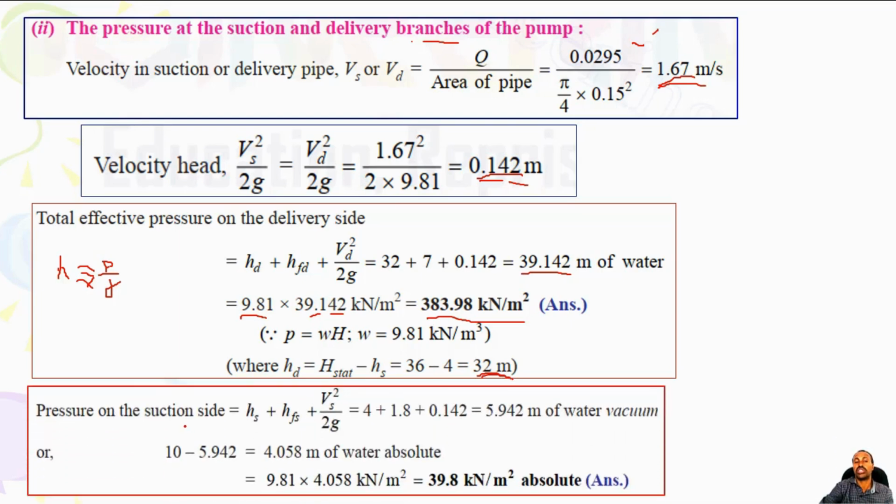For the pressure on the suction side, again you can find HS plus HFS plus Vs square over 2g. Then you have 5.942 meter of water vacuum because it is below the pump, and you can now subtract: 10 minus 5.942, then 4.058 meter of water absolute. This is absolute. Then you can convert into pressure, 39.8 kilonewton per meter square absolute. So these are the pressures at the delivery side and suction side.